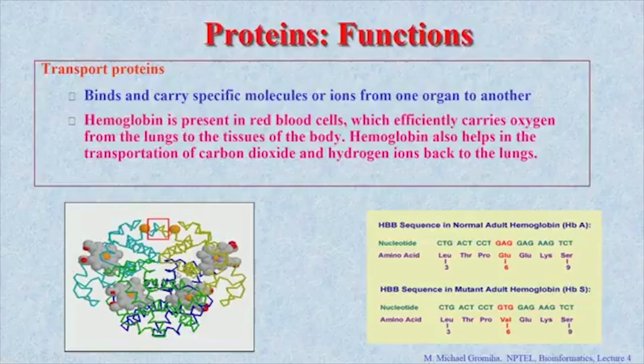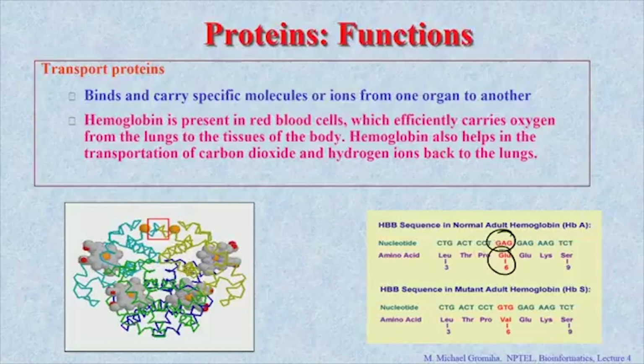Hemoglobin has how many subunits? 4 subunits, 2 alpha subunits and 2 beta subunits, and the beta subunits contain a specific residue called glutamic acid, right. This is the structure of the hemoglobin beta chain, it looks like this. If there is a change in the nucleotide or a change in the amino acid, this will affect this transport, right.